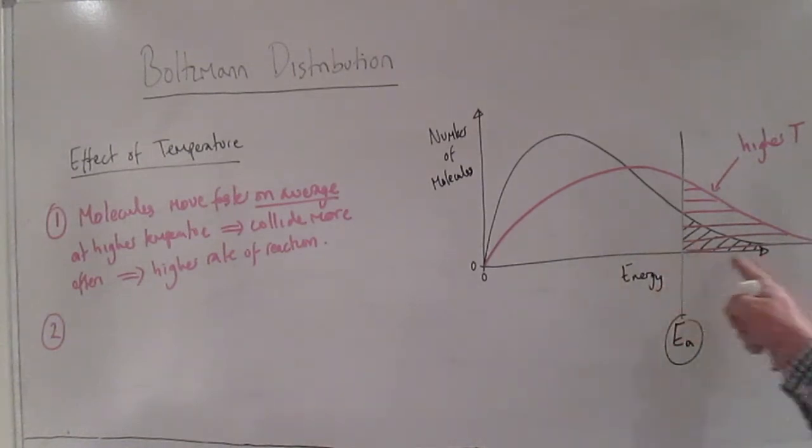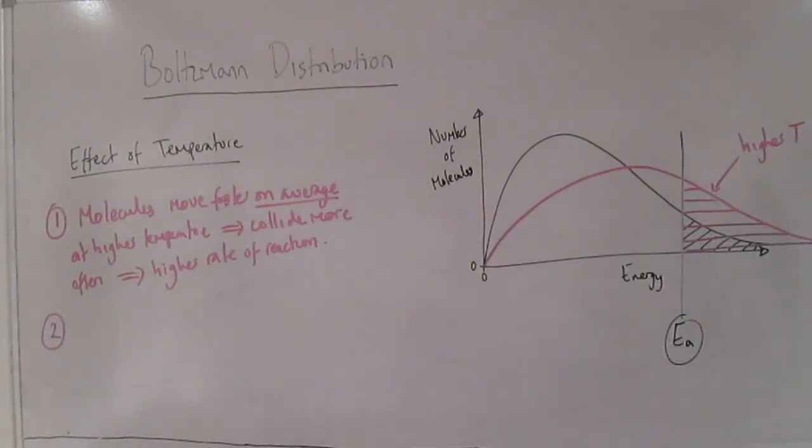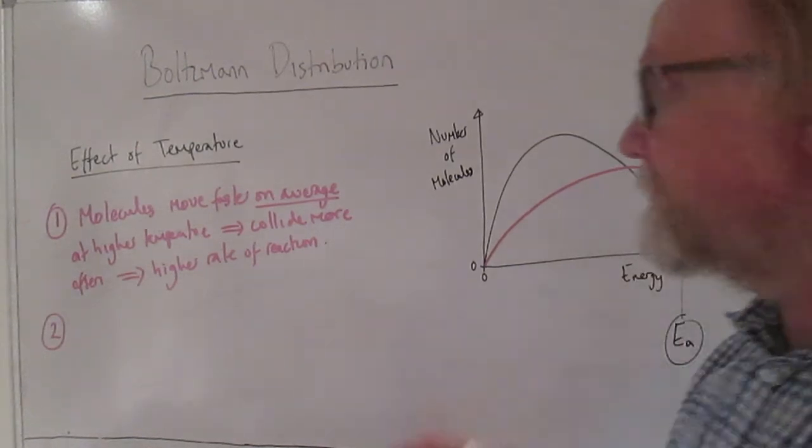And if your activation energy is in that part of the curve, that has a much bigger effect on the rate than this does. So you need to be able to do this diagram, and just doing the shading of the areas like that makes it very clear. But you need to be able to put it into words as well.